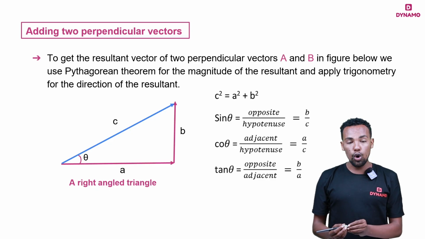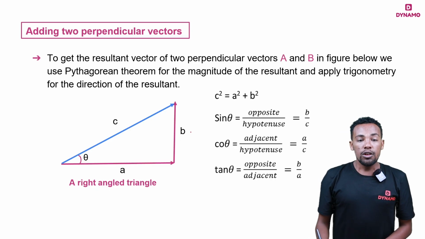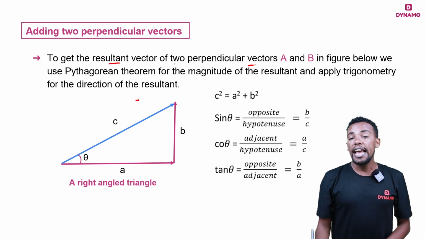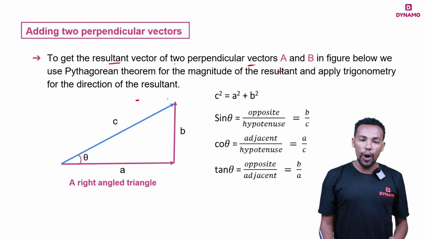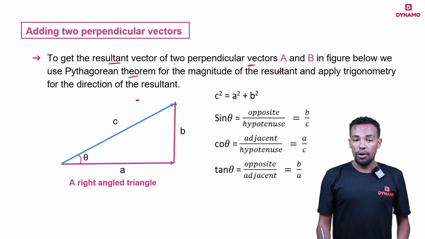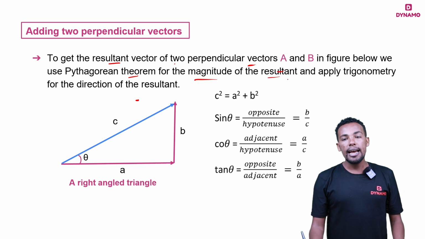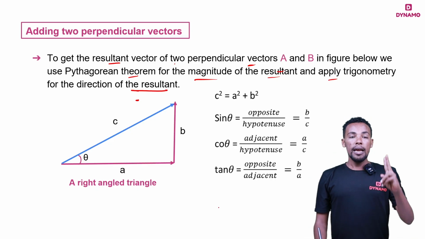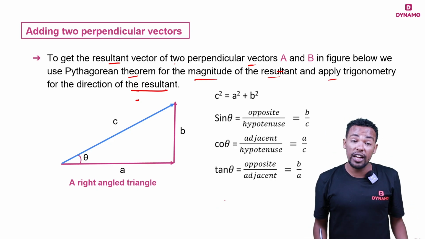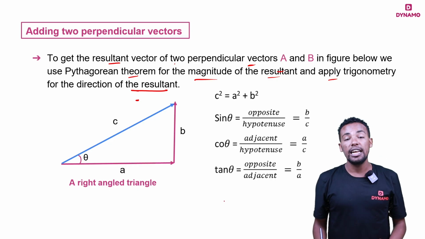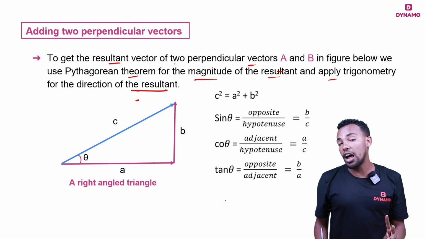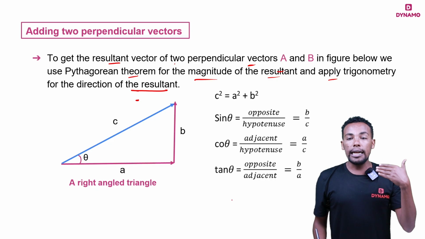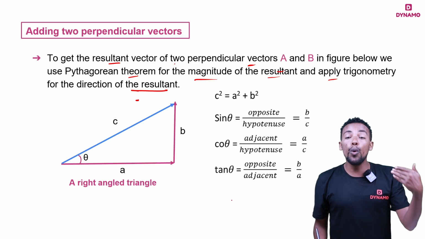So to get the resultant of two perpendicular vectors A and B in the figure below, we use the Pythagoras theorem for the magnitude of the resultant and apply trigonometry for the direction of the resultant. In adding two perpendicular vectors, to get the magnitude we use the Pythagoras theorem. And when we want to know the direction of the resultant vector, we use what?